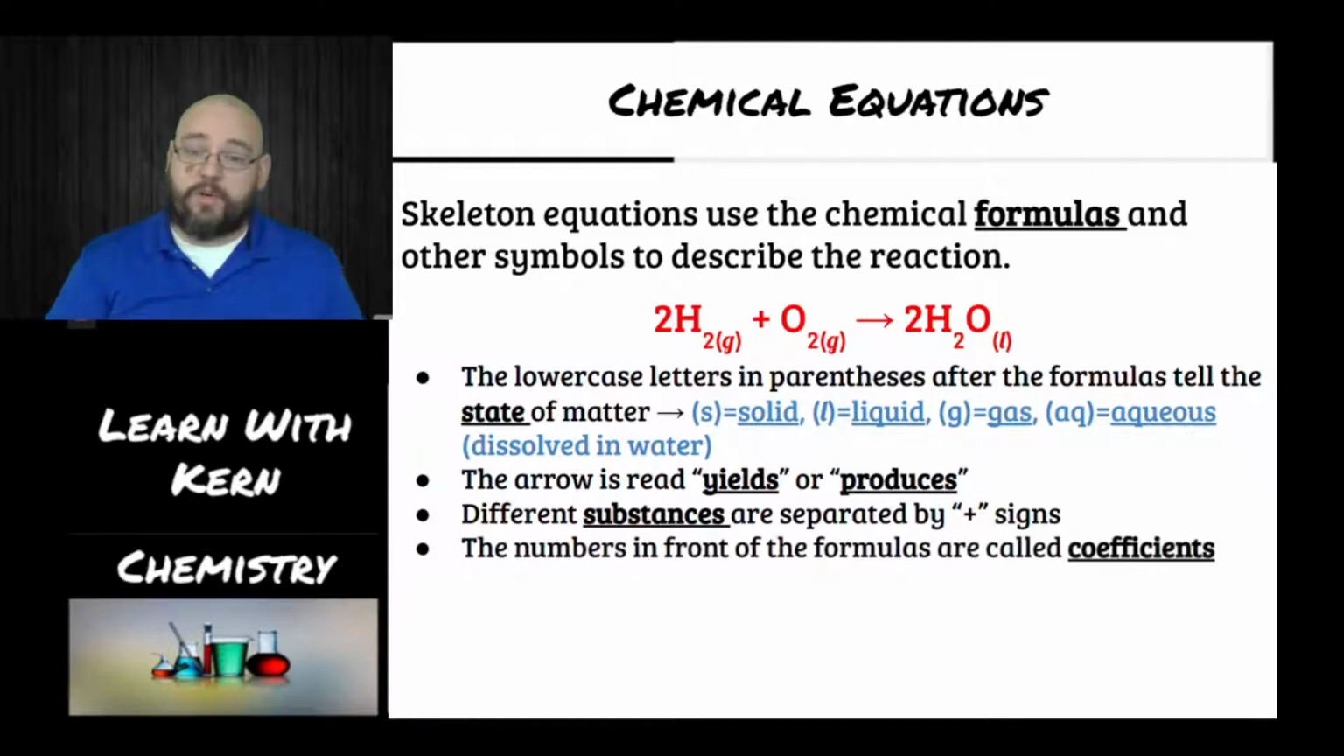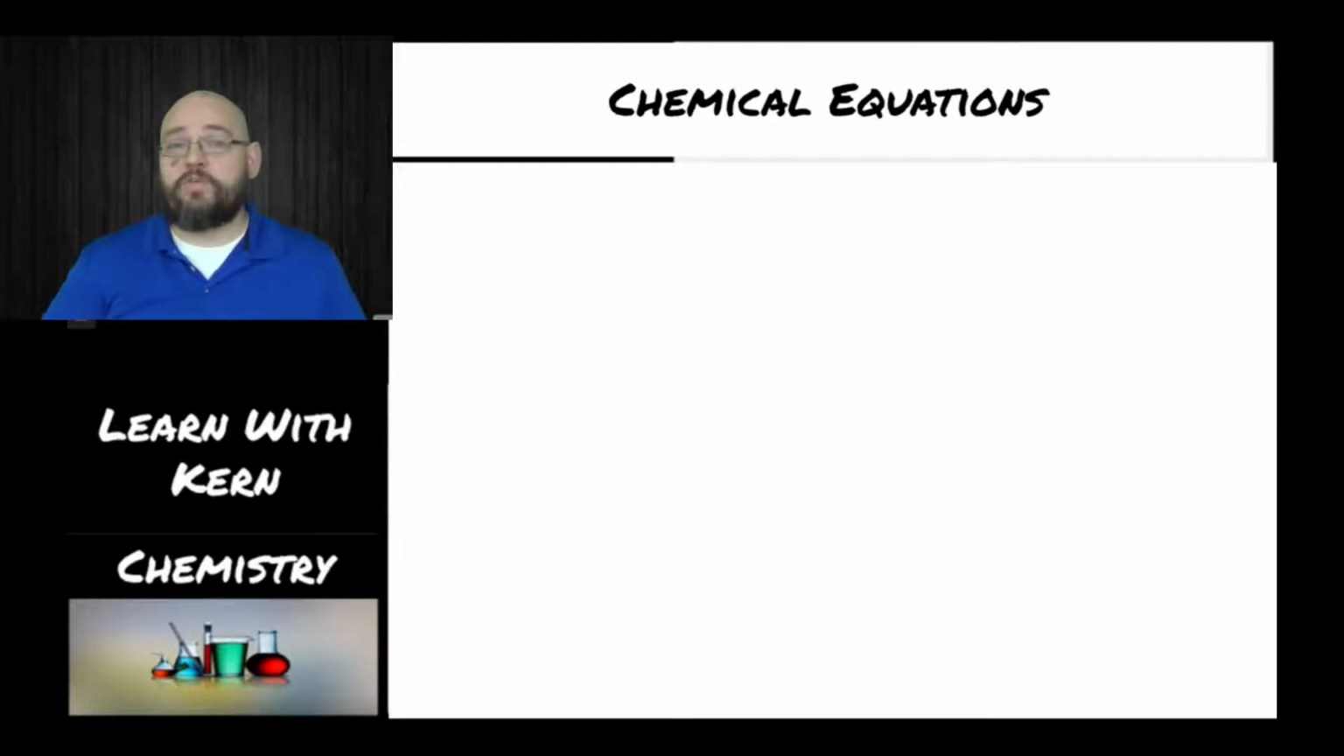Now, the numbers in front are called coefficients. So that 2 in front of the H2 and the 2 in front of the H2O are called coefficients. We are going to discuss coefficients a little bit more in depth later, and why they're there and what they mean, in a later video. Just know that that's what they're called. Just like in math, when you have the coefficient of x, so that 2x or 3x, it's a number in front. That's what those numbers are.